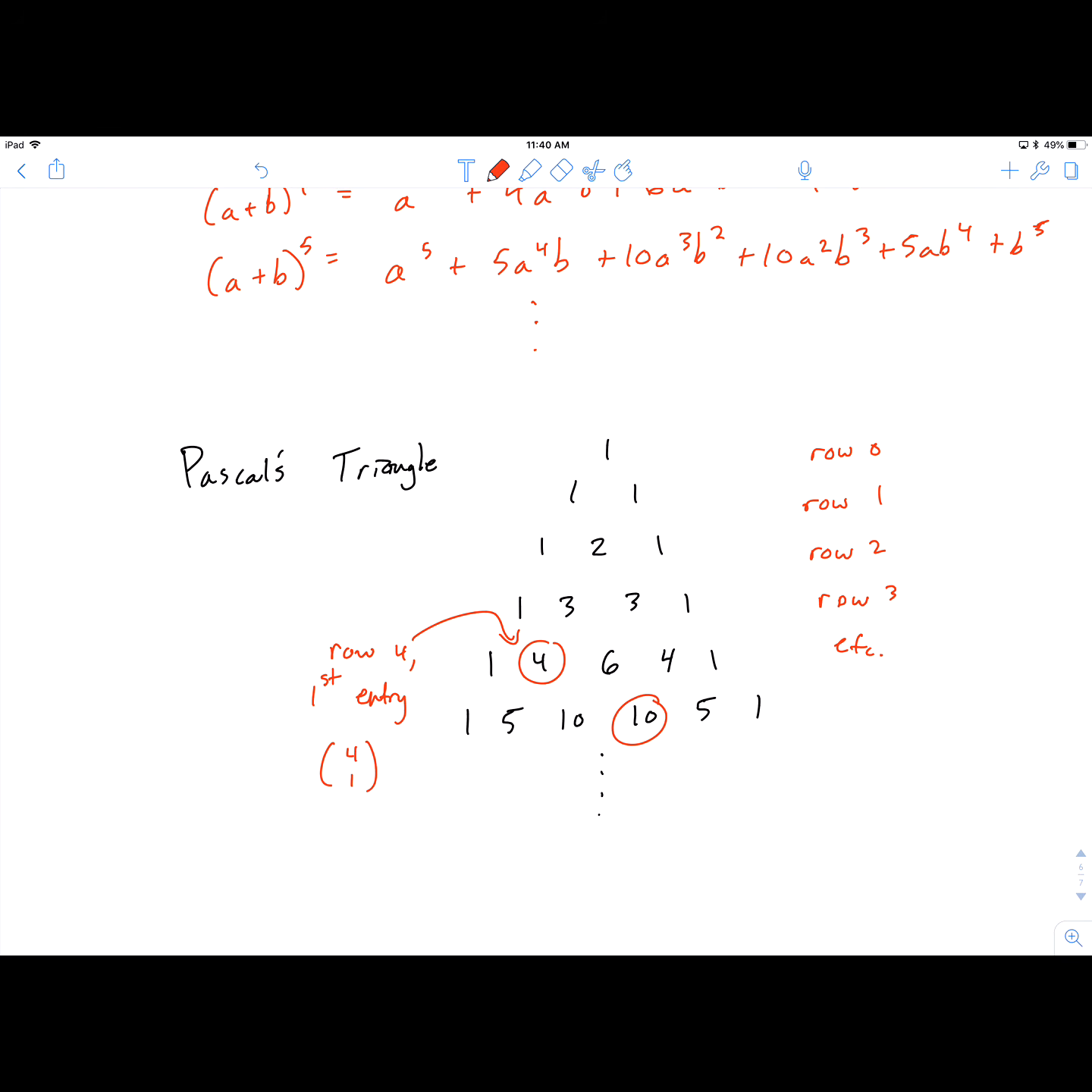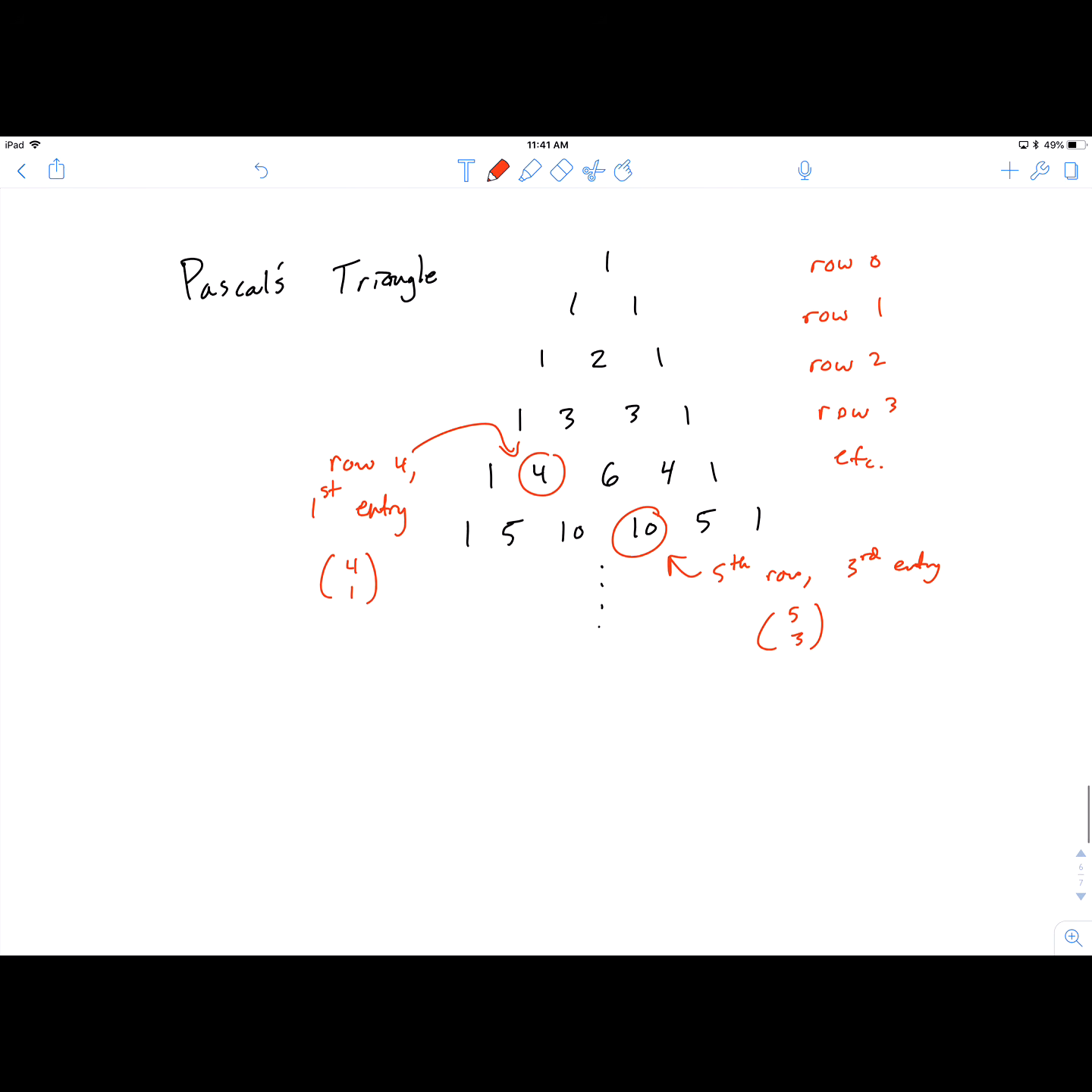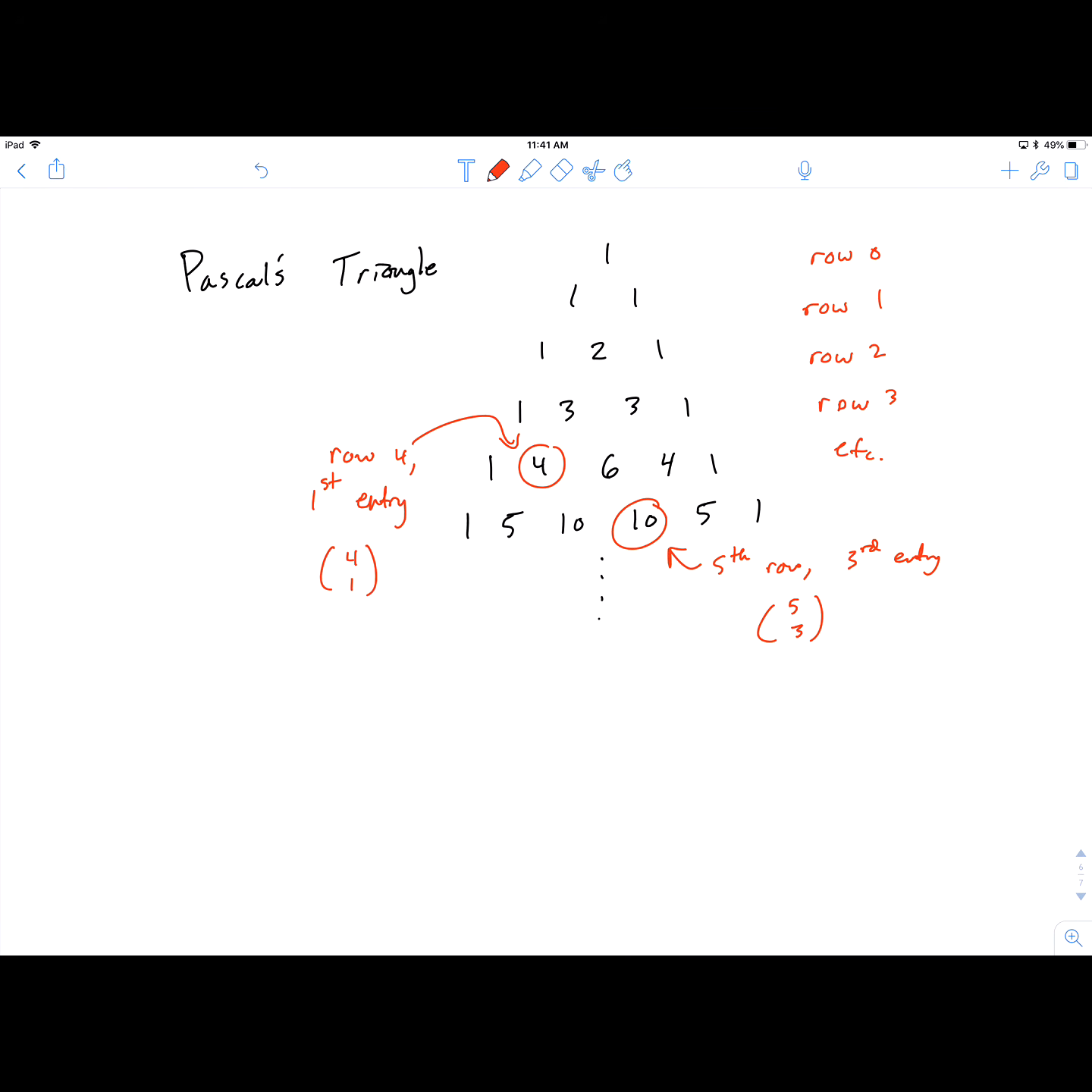Over here, this would be the 5th row and the 3rd entry, and that's equal to 5 choose 3. Notice, by the way, it's also equal to 5 choose 2 because the same value is over here. But again, knowing this, if you're working with small enough numbers, you can just read off from Pascal's triangle the value of a combination problem. So there's lots of curious things in this triangle, which I'll show you a little bit more in a second.